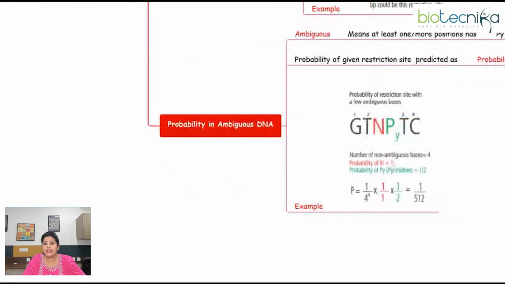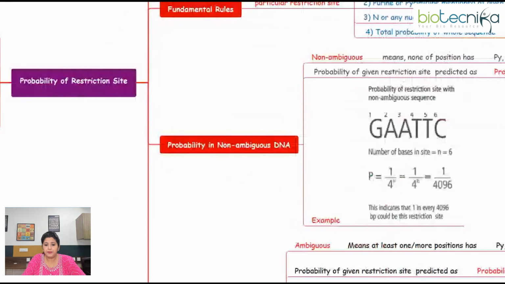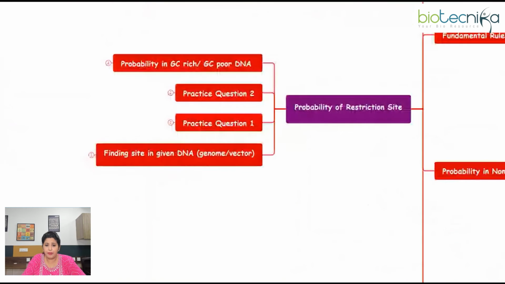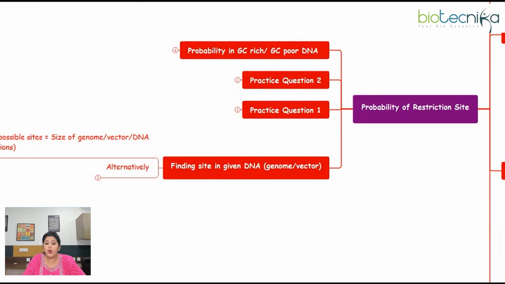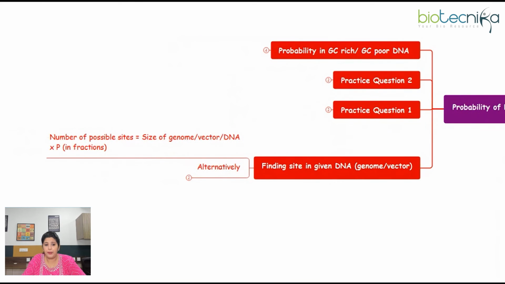Now, let's check some other formulas as well, which are very important from the exam point of view. What if in the exam, they even give you the genome size as well? So always remember, if in the question they mention a bacterial genome, for example: what is the probability of getting a 6 base pair recognition sequence in a 6 into 10 raised to power 6 base pair genome of Escherichia coli?